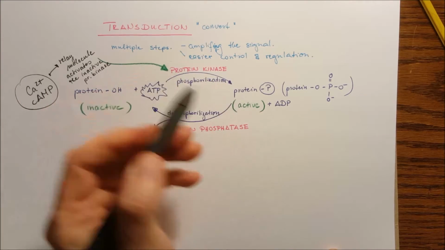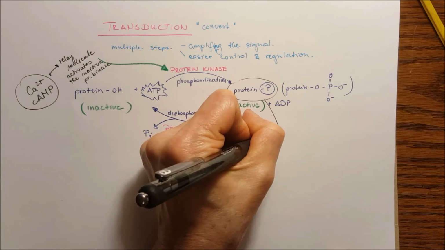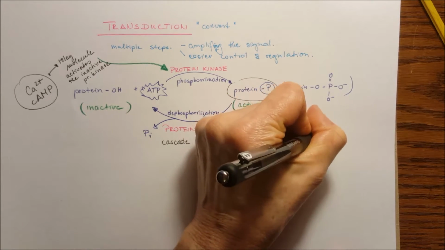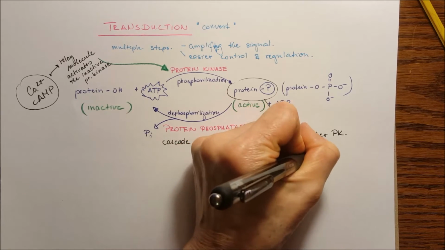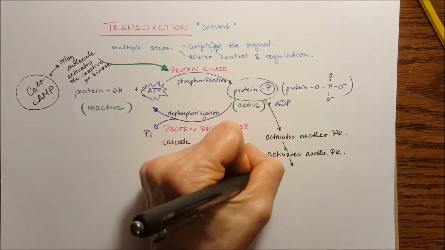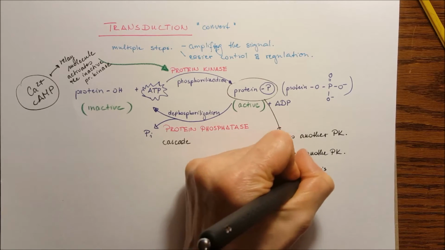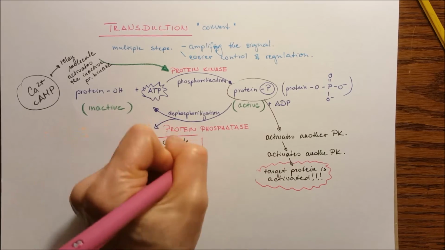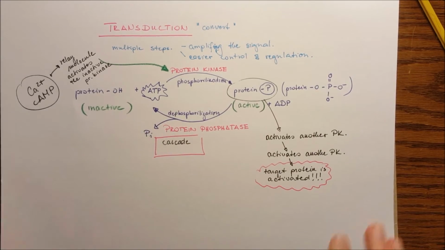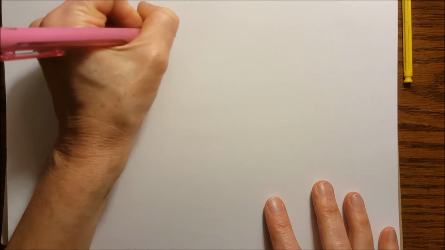So it's going to be a cascade reaction because this active protein is going to activate another protein kinase, and this active protein kinase will activate another protein kinase until the target protein is going to get activated. It's a cascade, many steps to amplify the signal as well as to make it easier to control.